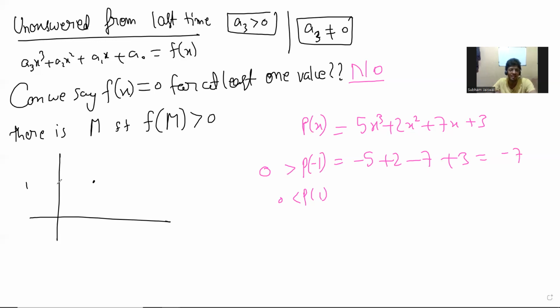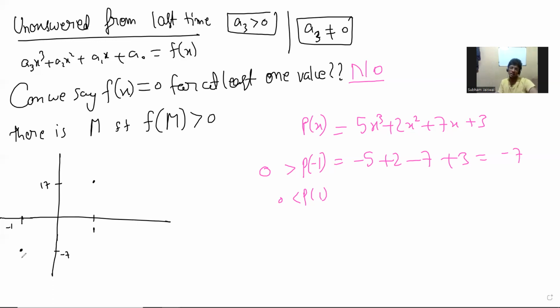17 is here, and then you find another value. So what am I plotting? On the x coordinate, I'm plotting the input. On the y coordinate, I'm plotting the output. Just the usual way we plot graphs. When you put -1, you get something negative, you get -7.